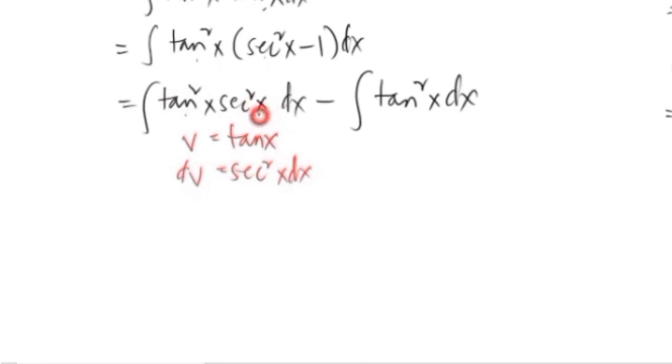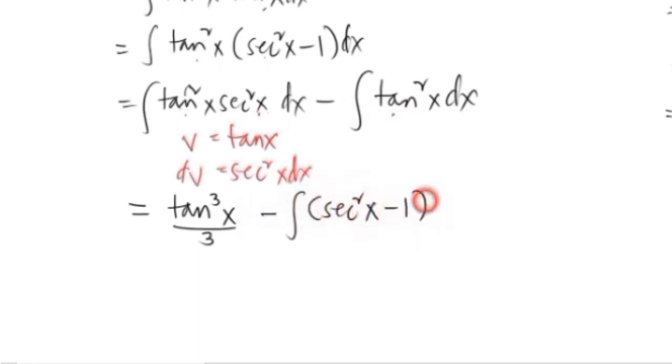Since secant squared x dx is the derivative of tangent, we can directly apply the general power formula: n plus 1 over n plus 1, where n is equal to 2. So we have tangent to the power n plus 1, that's tangent cube x over 3. Then for this term, we express it in terms of secant squared, and we would have negative integral of secant squared x minus 1, using the identity, dx.